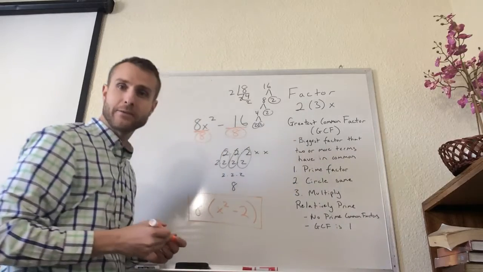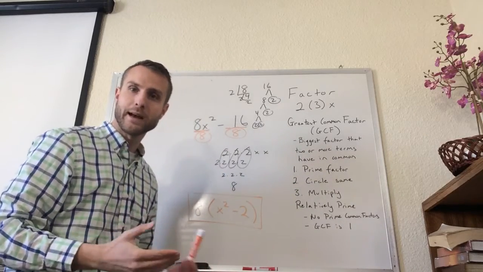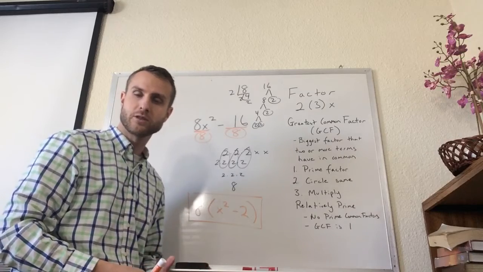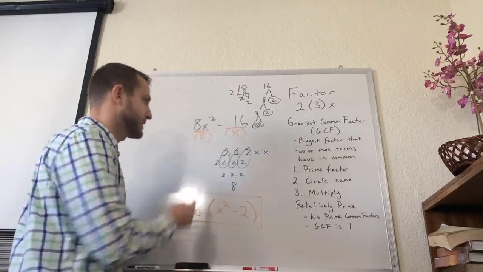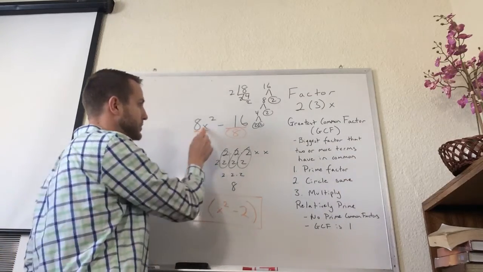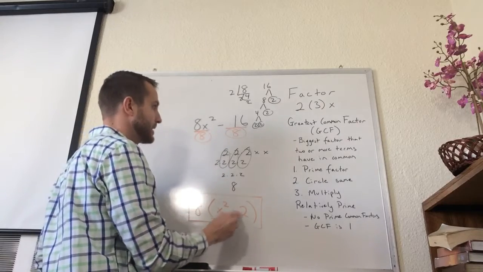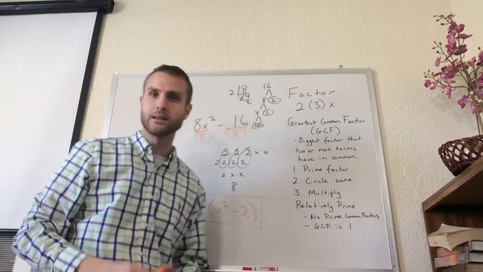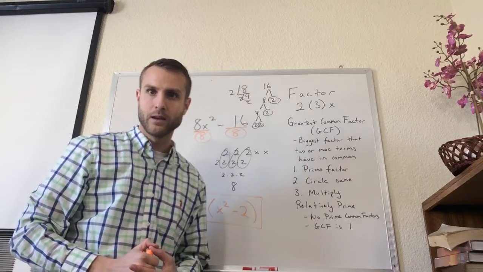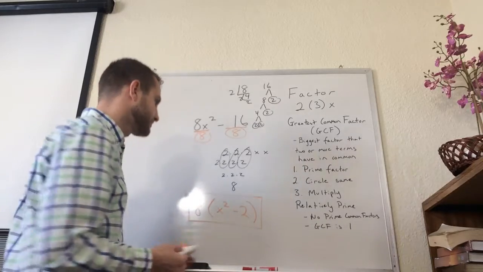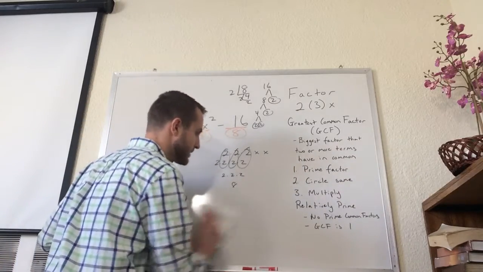I can check to see if I did it right by multiplying, and if I multiply using the distributive property, I should get the same answer that I started off with. 8 times x squared is 8x squared. 8 times negative 2 is negative 16, so I did that correctly. Let's look at another example of factoring.